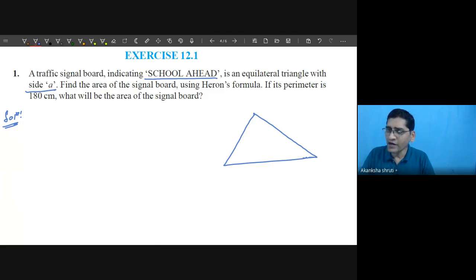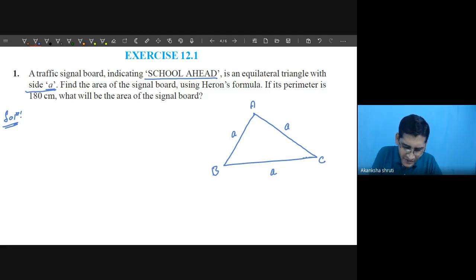On this board, "School Ahead" is written. We are not interested in what is written on this board, but we are interested in the area of this board and the perimeter of this board, something related to that. It is given that this is an equilateral triangle and each side length is A. So this is A, this side length is A, and this is A.